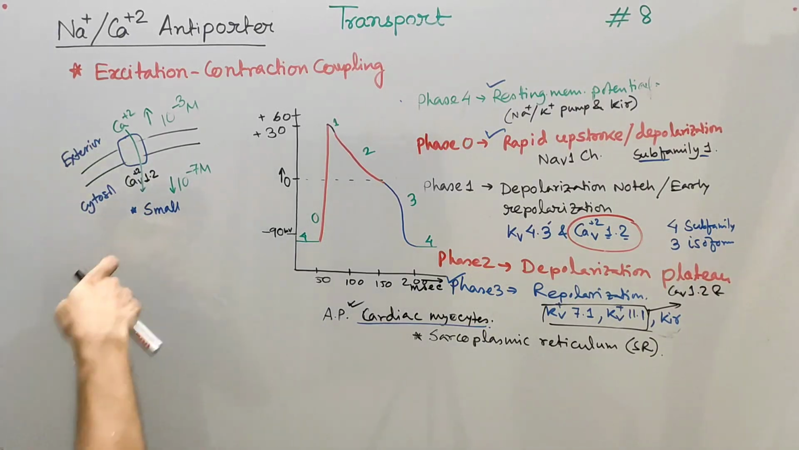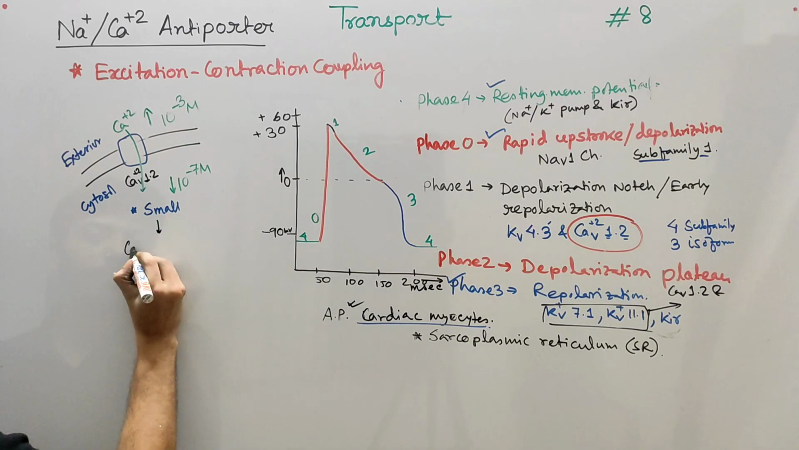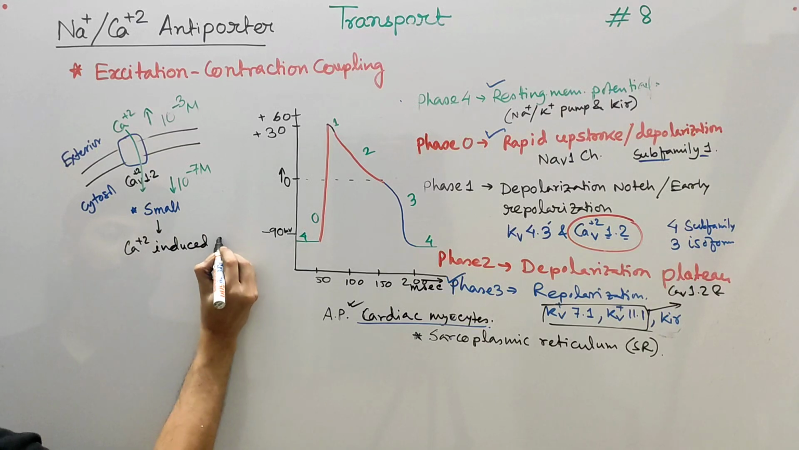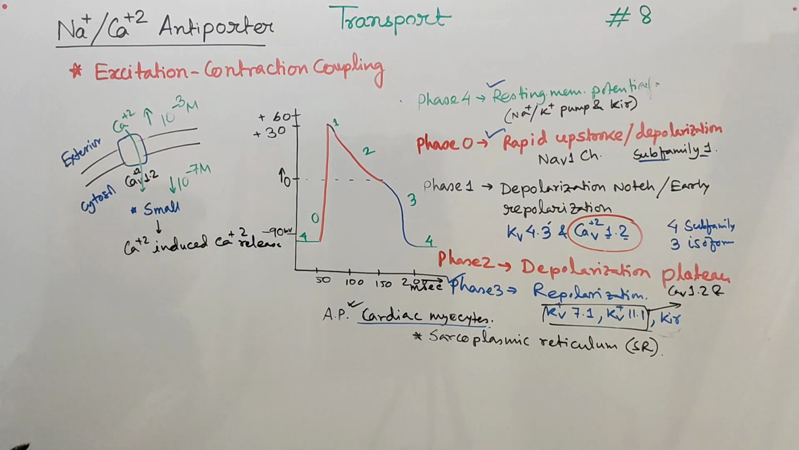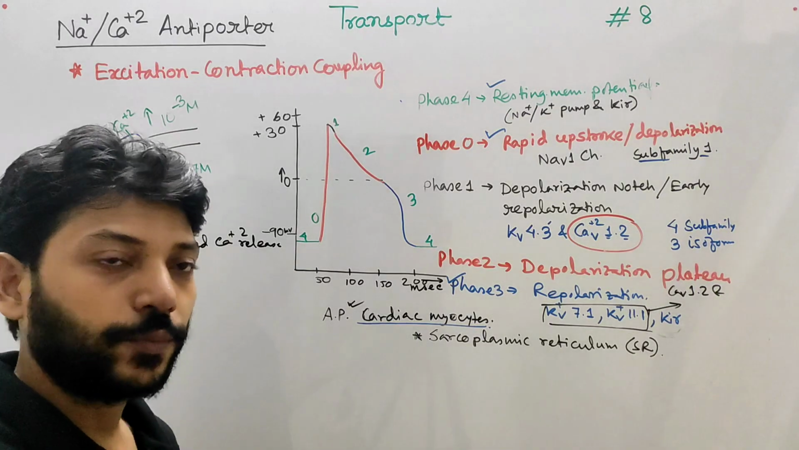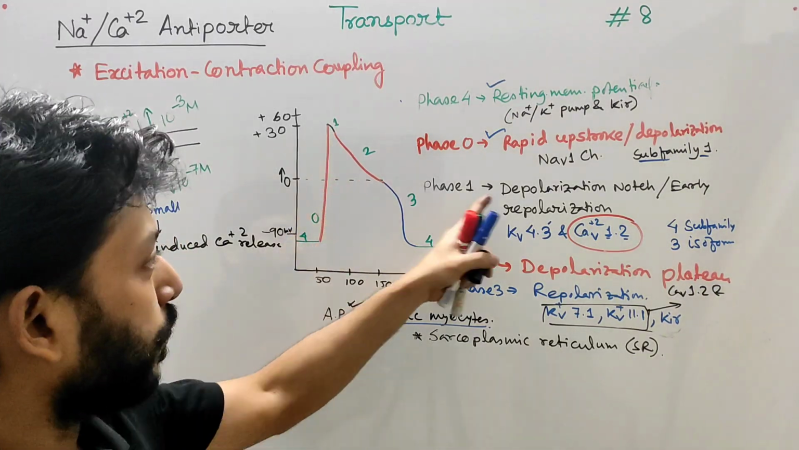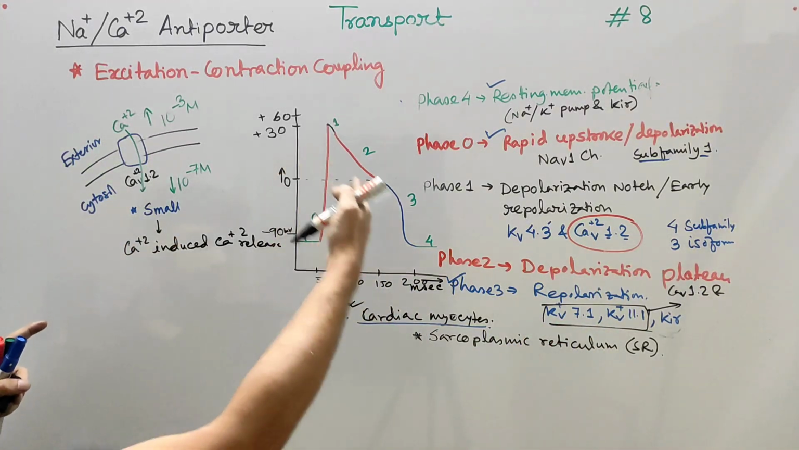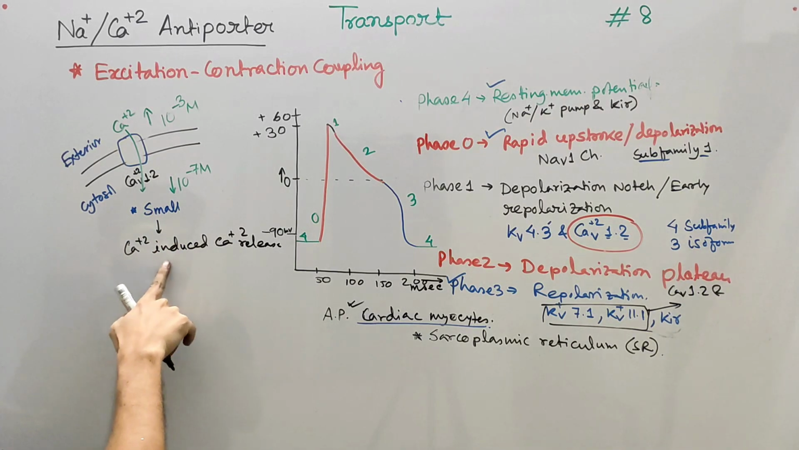Now this entry of calcium causes one important phenomenon that is called calcium induced calcium release. So a small influx of calcium through these voltage gated calcium channels during phase 1 and phase 2, that means the depolarization notch and the plateau phase in the cardiac myocytes, causes calcium induced calcium release.